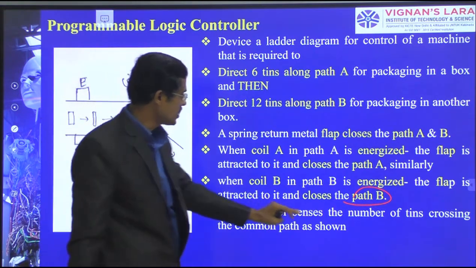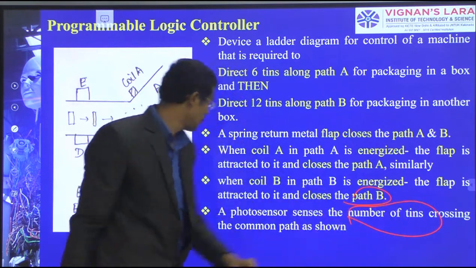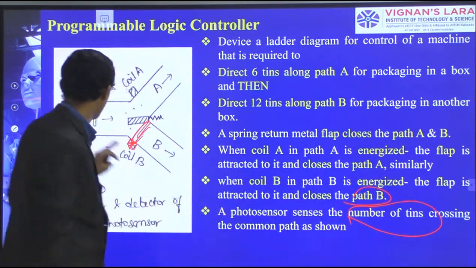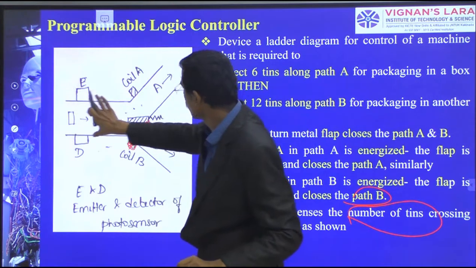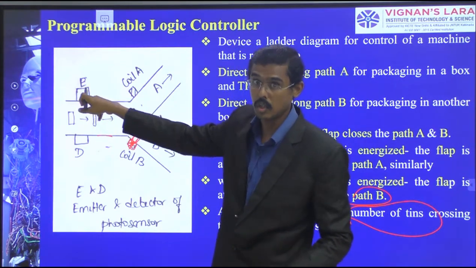The photosensor senses the number of tins. Here, the number of tins crossing the common path is as shown. This is the common way. Here is the common way. If it is detected, we should count for A and B accordingly.